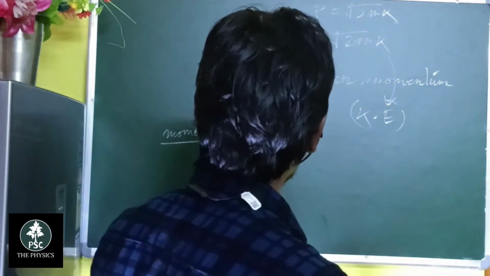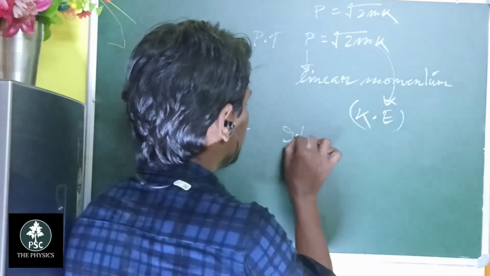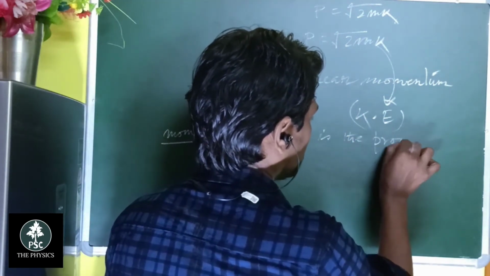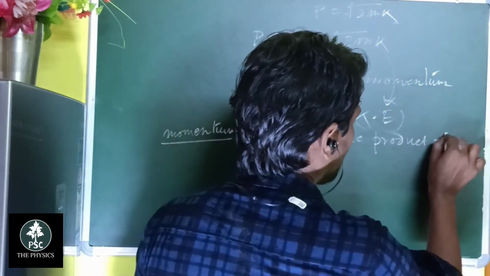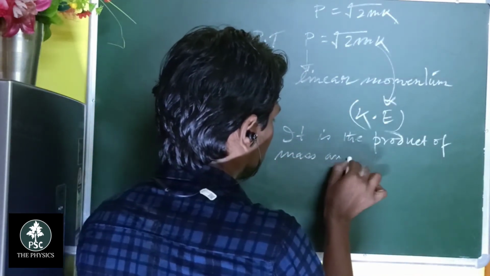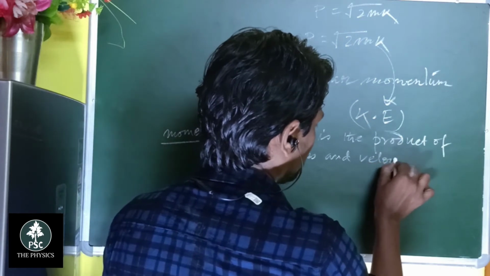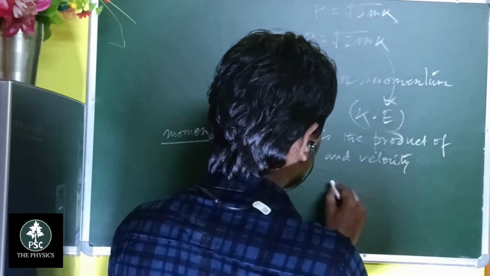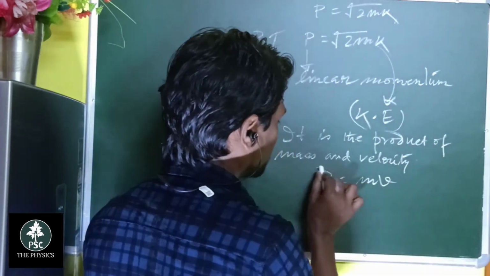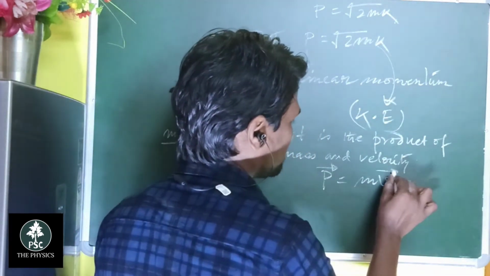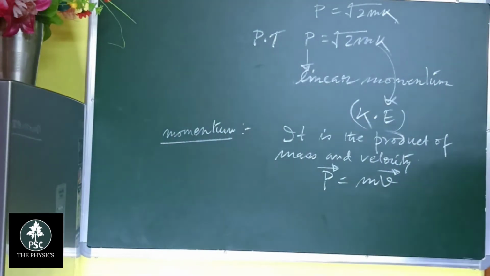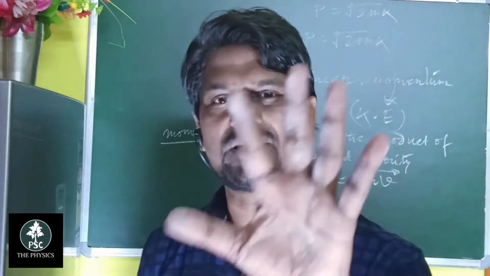Okay, so the momentum is the product of mass and velocity. So it is P equal to mv, and it is a vector quantity, so you can write as P vector equal to m into velocity vector. So vector possesses magnitude as well as direction.